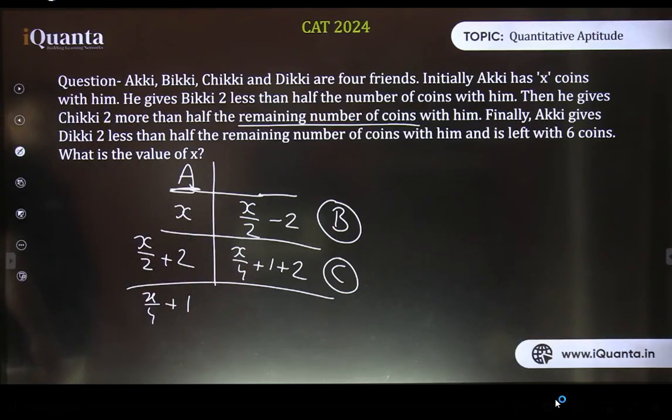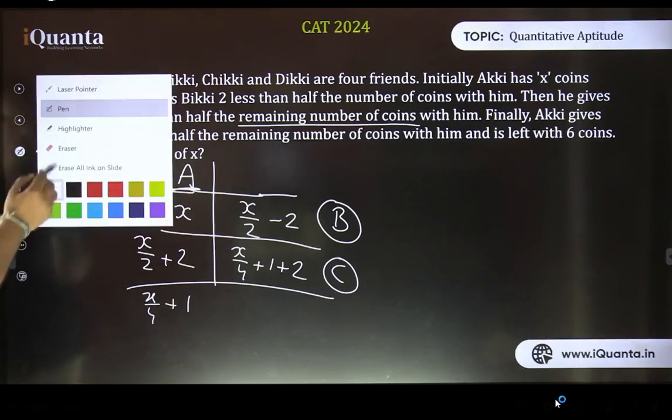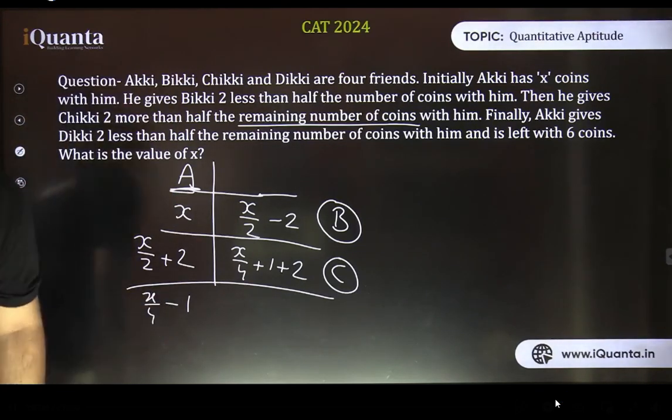Did I do something wrong? Plus 1. Sorry, minus 1. It would be minus 1. X by 4 minus 1. Is it okay? X by 4 minus 1. Yes, minus 1.